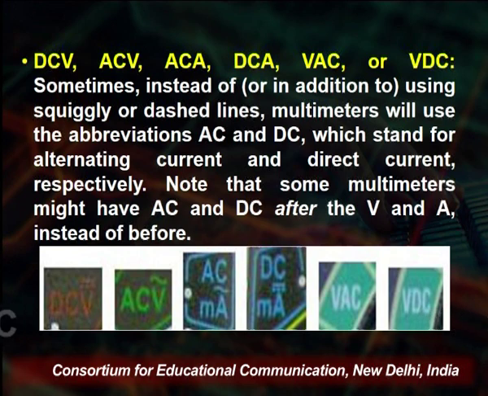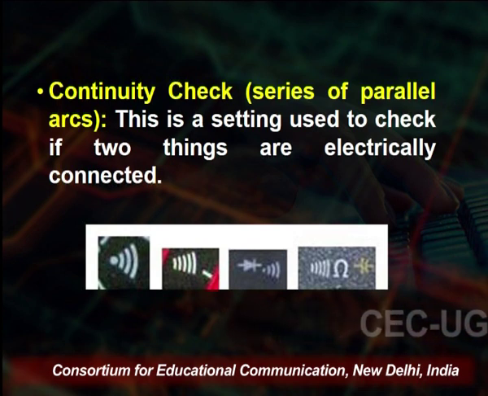Sometimes, instead of the squiggly or dashed line, the multimeter will use abbreviations like AC and DC. You have seen DC voltage, AC ampere, DC ampere, DC current, VAC or VDC in the form of AC or DC. So there are various abbreviations mentioned on the multimeter which stand for alternating current and direct current respectively. A multimeter might have the AC and DC after the V and A instead of before. So that is the symbol.